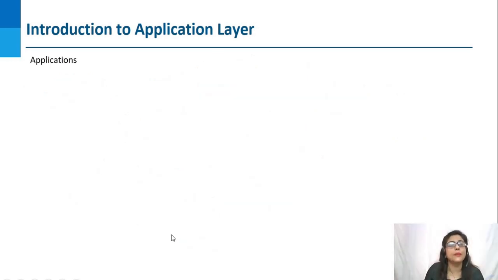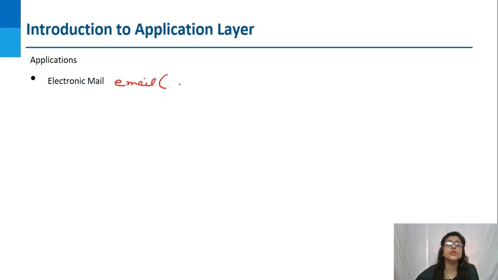So what are the different applications of the application layer? We can have electronic mail. Electronic mail is also called email, and it uses protocols such as SMTP or MIME. SMTP is the Simple Mail Transfer Protocol and MIME is the Multipurpose Internet Mail Extensions. So we are going to learn about these two protocols in some other videos.